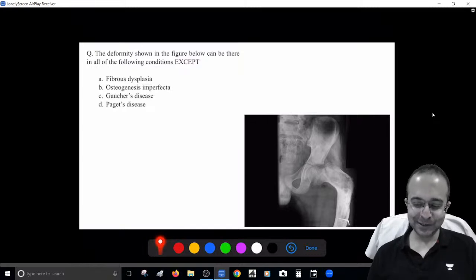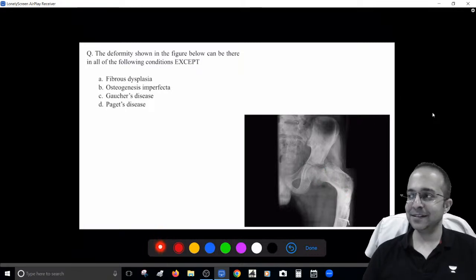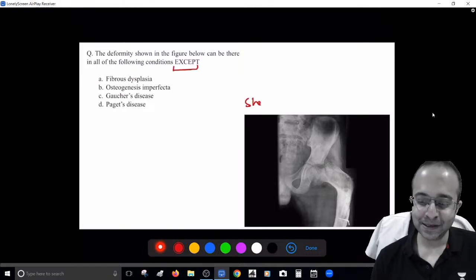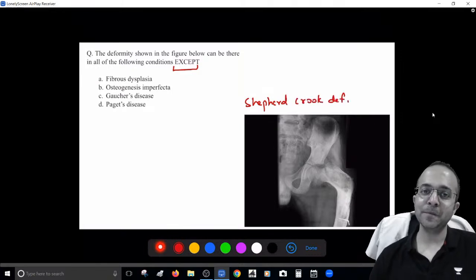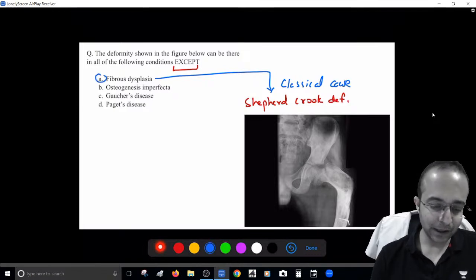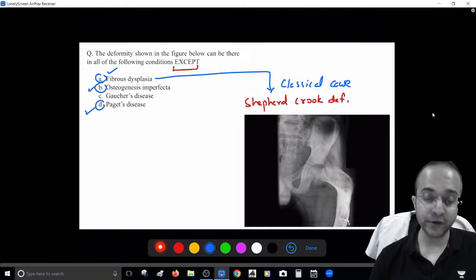Spot diagnosis. Look at this image. Tell me the spot diagnosis. Oh no, I've asked where you are not going to see this. See, this is that very popular Shepherd crook deformity in the proximal femur. Fibrous dysplasia will be the classical cause. You can have it in osteogenesis imperfecta. You can have it even in Paget's disease. Gaucher's disease is the answer here.